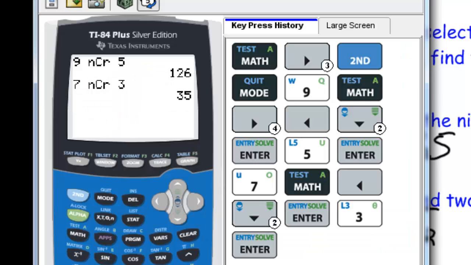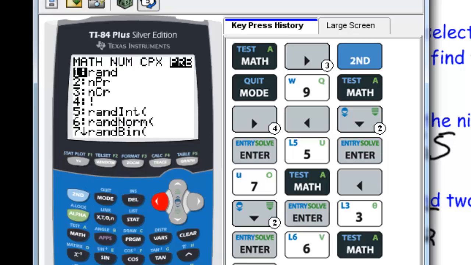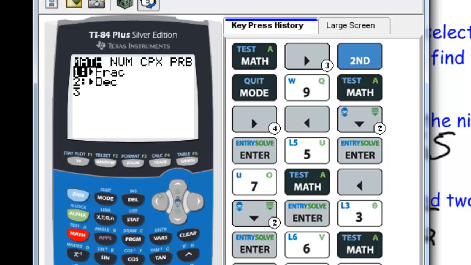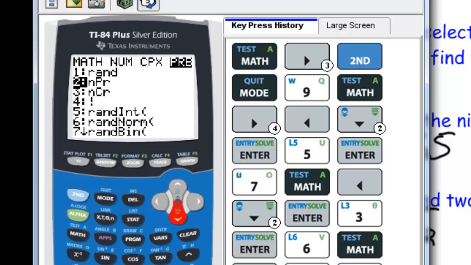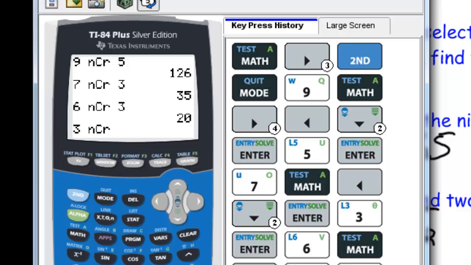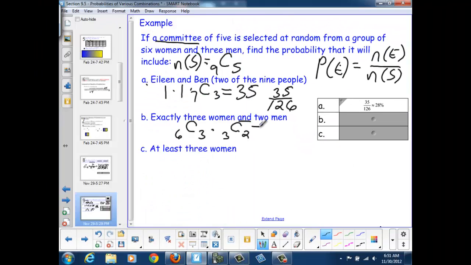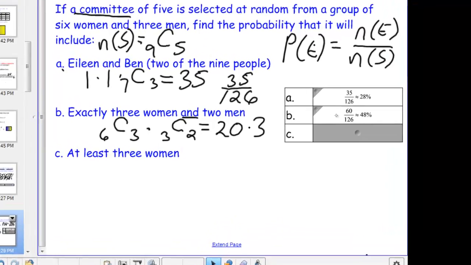So first, 6C3. That gives me 20. And then 3C2, which gives me 3. So we have 20 times 3, or 60, over 126, which is about 48%.